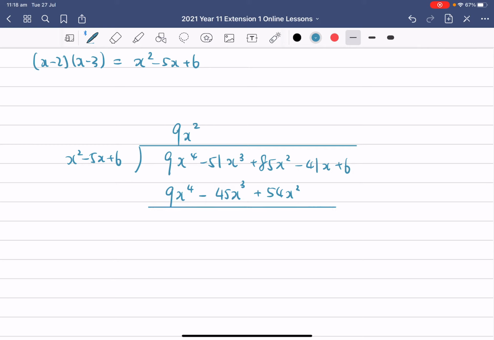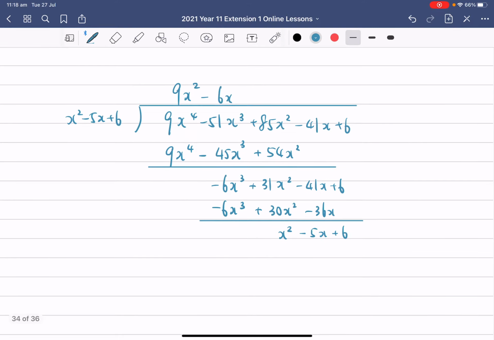Okay, I'm using my calculator just to make sure I do everything correctly. That becomes minus 6x to the power 3 and plus 85 minus 54. I know the answer, but I'm just confirming it here using a calculator. So that's minus 6x to the power 3 plus 30x squared minus 36x. Looks okay. That's x squared, minus 41 plus 36 is minus 5x plus 6. Okay, perfect, finally. That's plus 1. So therefore, we've got x squared minus 5x plus 6, and at the end, the remainder is equal to 0.